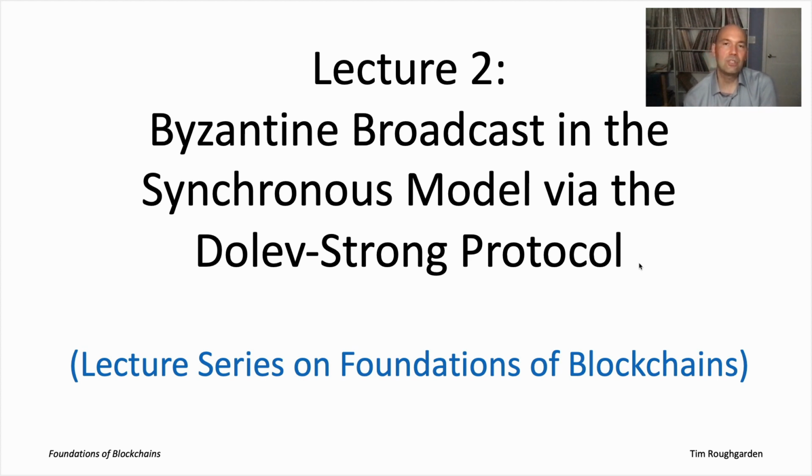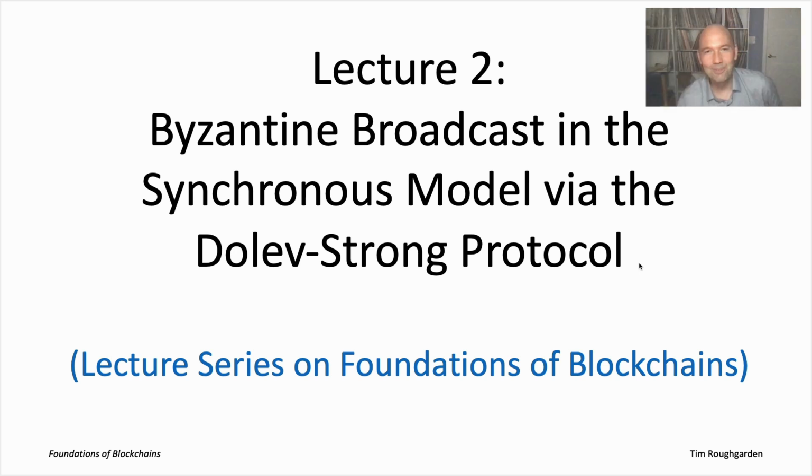So we're going to tackle the state machine replication, or SMR problem, that we introduced at the end of last lecture. We're going to consider a very optimistic model of the underlying communication network known as the synchronous model. And in this synchronous model, we will actually successfully solve the SMR problem. We will do that by reducing it to a subroutine known as Byzantine broadcast and talking through a famous solution to the Byzantine broadcast problem known as the Dolev-Strong Protocol.